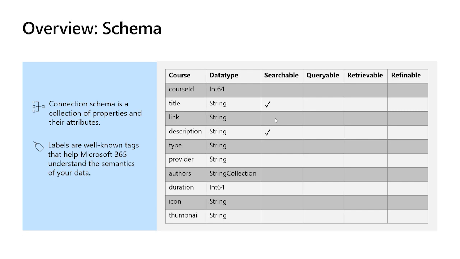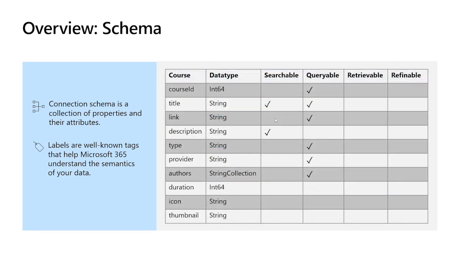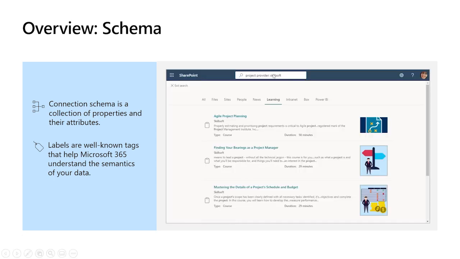First, I go about marking title and description as searchable. When you do that, I get search hits when the query term is present in the title or description. Next, I go about marking a whole range of properties as queryable. By adding properties as queryable, I am able to use them in keyword query language and in scoped queries, such as provider:skillsoft, which will further refine my search results to courses where the provider is Skillsoft.